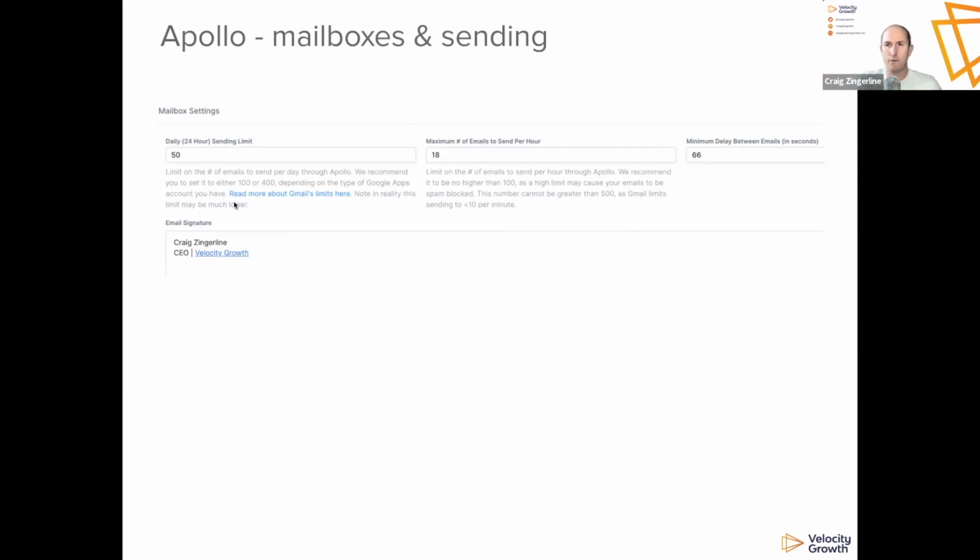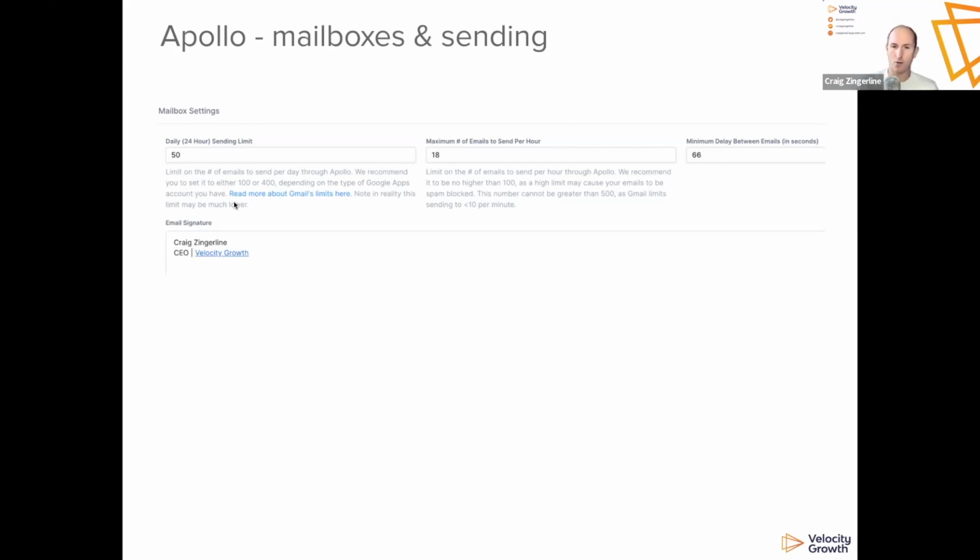Because if you try to throttle up cold email from 0 to hundreds a day, you're going to hit all the tripwires with Gmail and other inbox platforms that are going to say, wait a minute, I don't really know who this Craig at Velocity Dash Growth is, and now they're sending like 200 emails a day. I'm going to keep a suspicious watch over them. And so these are some of the settings and things that you can do.